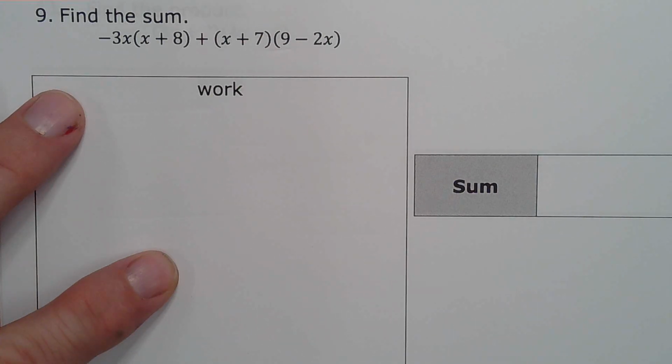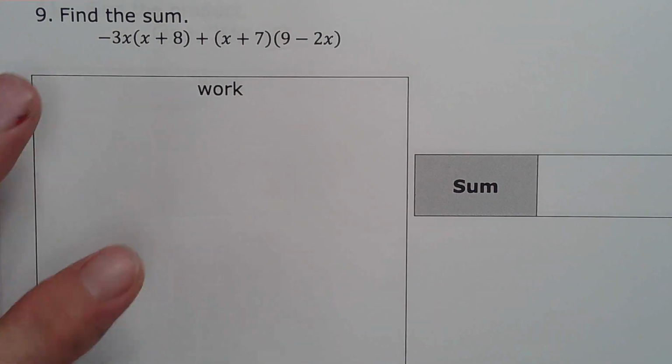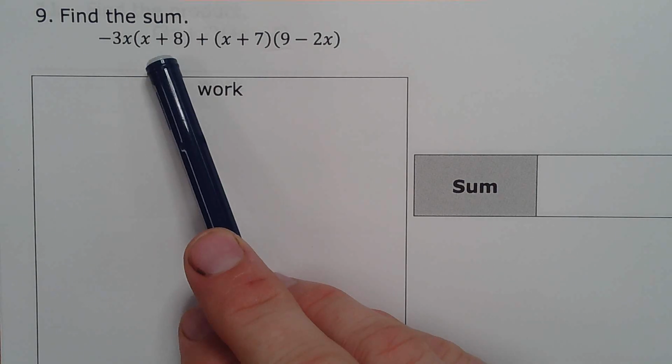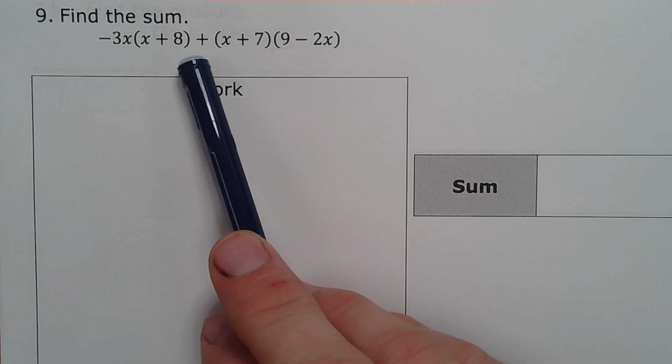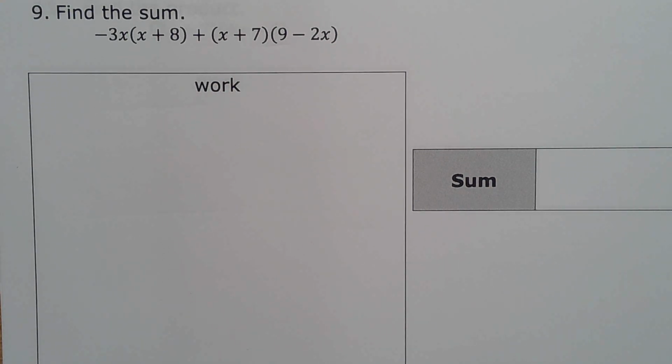All right, so continuing on with our practice exam. This is part 2. We're going to find the sum of this monomial times the polynomial, and then these two polynomials multiplied together. All right, so we'll do it two different ways.